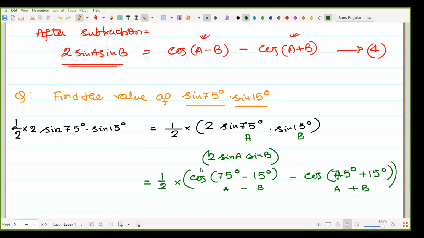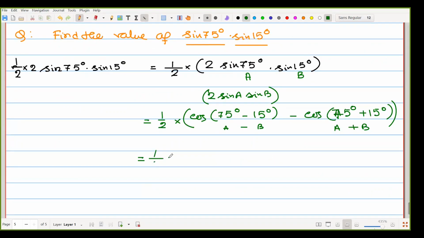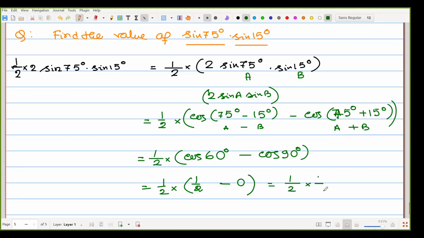So we are getting the result as half into cos 60 degree minus cos 90 degree. Cos 60 degree means half, minus cos 90 degree means 0. So that is half into half, or the result is 1/4. In that case, we can find the value of sin 75 degree into sin 15 degree using the formula 2 sin A sin B. Okay, let's check another problem.